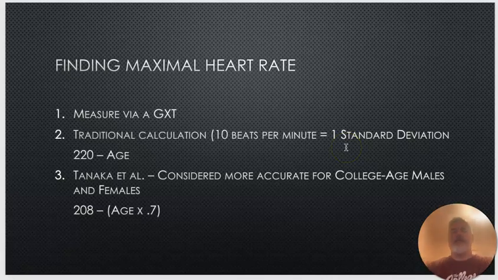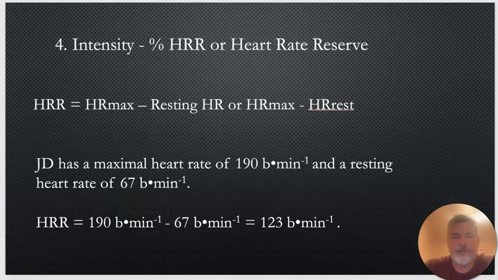And so there's another method, Tanaka et al., that tends to be a little more accurate for college-age males and females, and that's 208 minus your age times 0.7. And that's the method that I want you to use. However, on a test, it may ask you about the traditional method, which is 220 minus your age. I do ask one question, but I actually say what method to use. So just be familiar with the traditional, which is 220 minus your age, and Tanaka et al., which is 208 minus your age times 0.7. You multiply age times 0.7 first and then subtract that from 208.